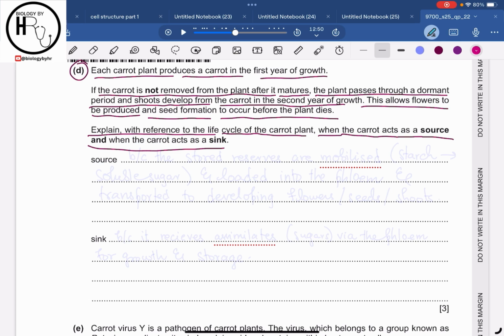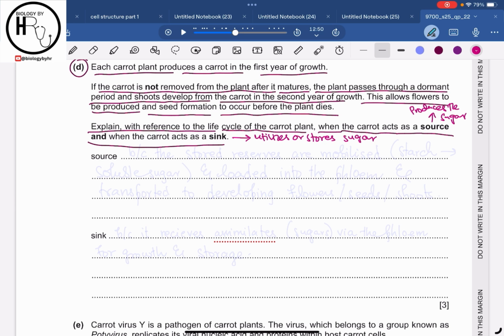If I talk about the general definition of a source, source refers to that part of the plant that produces the sugar, right? And the sink refers to that part of the plant that utilizes or stores the sugar. So now they are saying that with reference to the life cycle of the carrot plant, we have to explain when the carrot will act as a source and when the carrot will act as a sink.